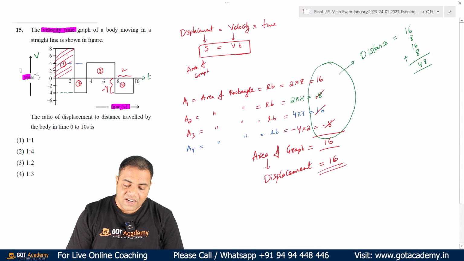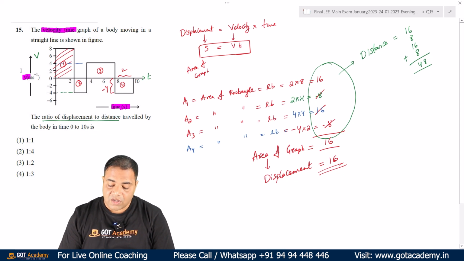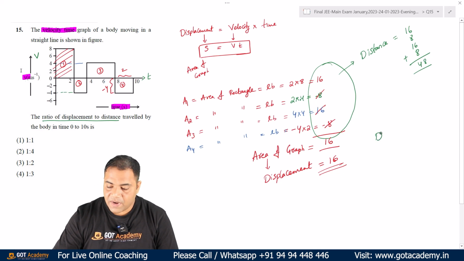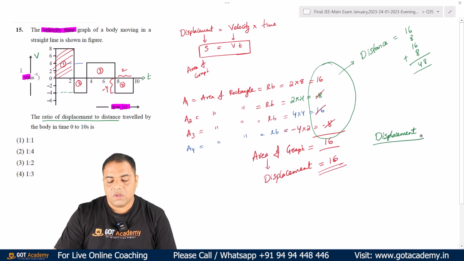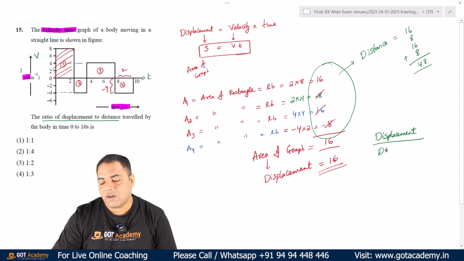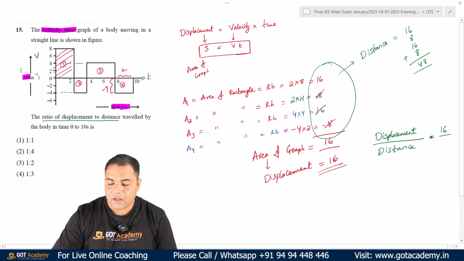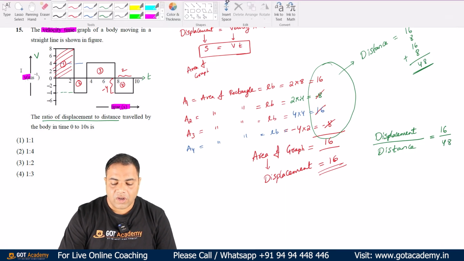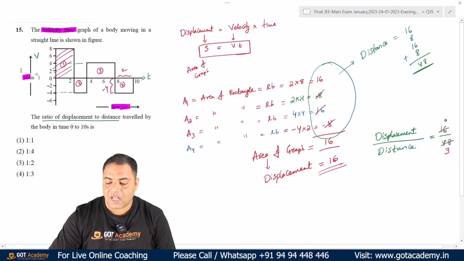Now read the question once again. Here he is asking you to find the ratio of displacement to distance. Let us do that. Displacement first, the ratio of displacement to distance, so in the denominator I have to write distance. You got the displacement as 16, whereas the distance is 48. So 16 by 48. Now I have to simplify this. 16 threes are 48, so the answer here is 1 by 3.